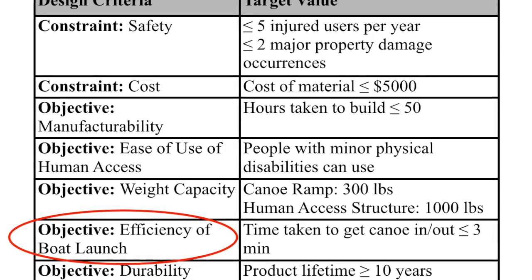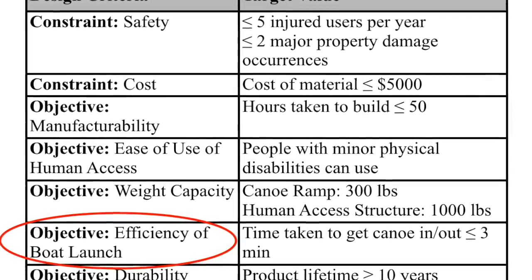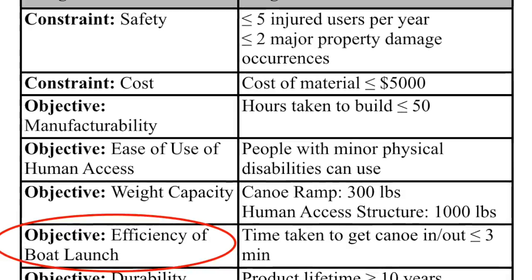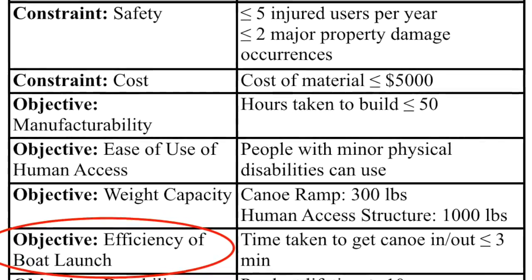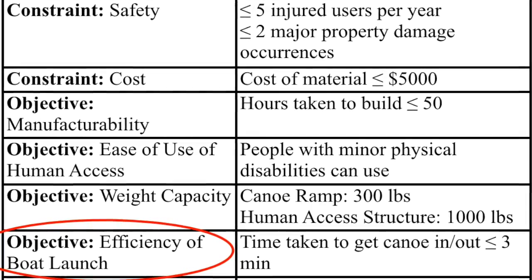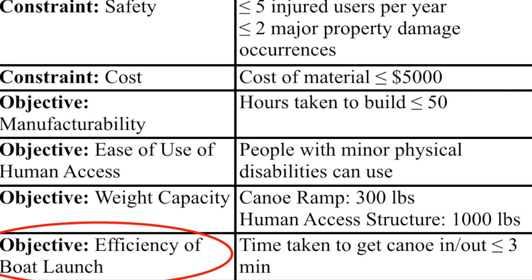Testing for efficiency was done by measuring the time it took for a volunteer to launch a canoe with our quarter-scale model. It took about 18 seconds for the canoe to be launched, which met our design criteria. However, more accurate testing will have to be done with the full-scale model since the ramp will be longer, the canoe will be heavier, and different users with different strengths will be using the system.